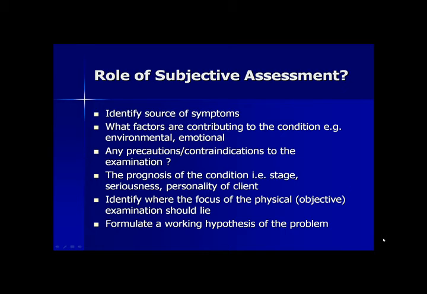The second one is to find out what factors are contributing to the condition, such as environmental issues, emotional issues, psychological factors, genetic factors, etc. It is also important at this stage to determine if there are any precautions or contraindications to the examination that might preclude the patient from going forward into the objective assessment.